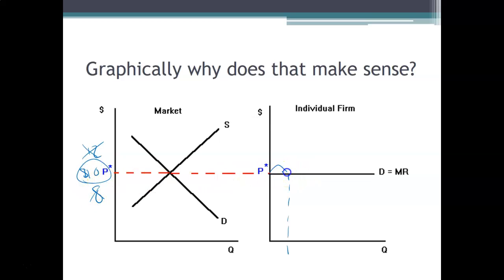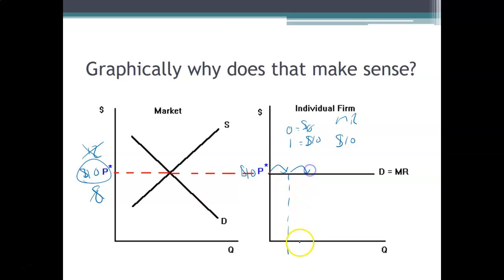So when you sell the first unit, you're going to sell it for, you guessed it, $10. So when you sold 0 units, you made $0. When you sold 1 unit, you made $10. So marginal revenue is going to be 10.